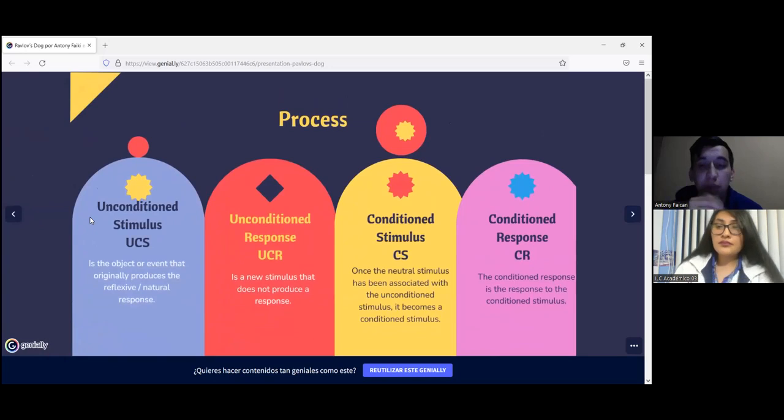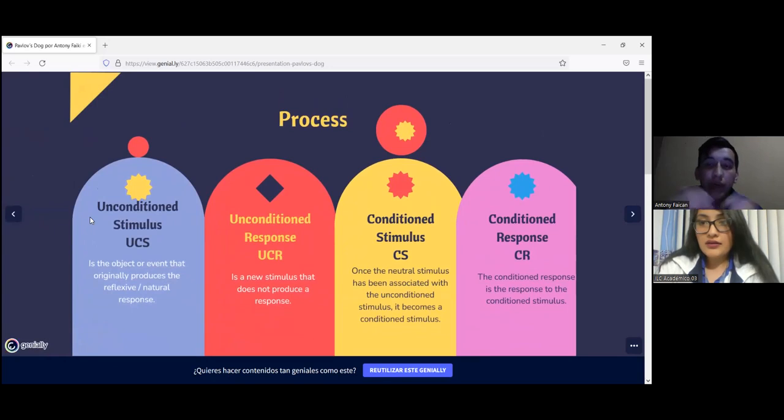During the experiment, you will find these words. So before explaining the experiment, you need to know what each one is. We have the unconditioned stimulus, unconditioned response, conditioned stimulus, and conditioned response. The unconditioned stimulus, or UCS, is the object or event that originally produced the reflexive or natural response, which other people know as the innate response. The unconditioned response, or UCR, is the natural response to that stimulus.